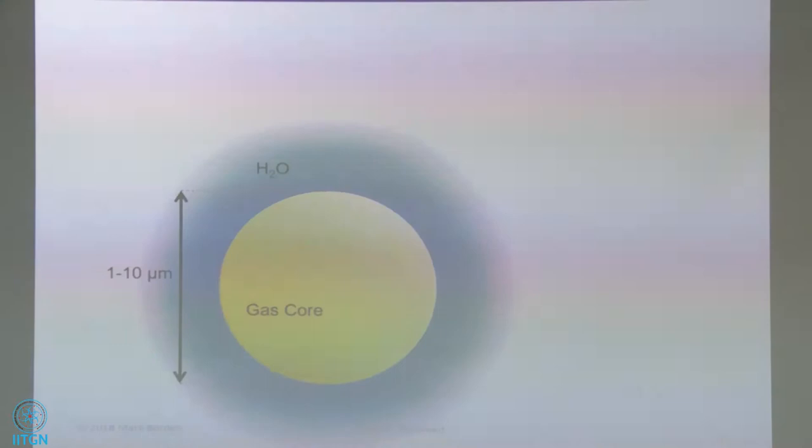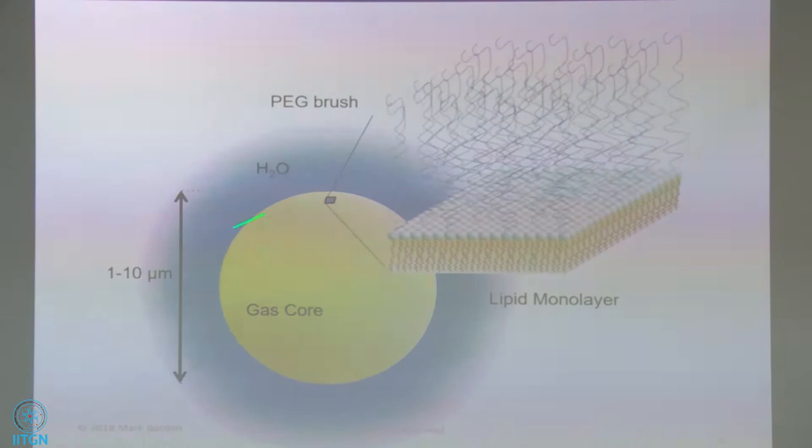And just again, to remind you, this is what we're engineering. A gas bubble 10 microns in diameter, suspended in water, then coated with some kind of surfactant. It could be lipid, protein, or polymer, or it could be a combination of those.